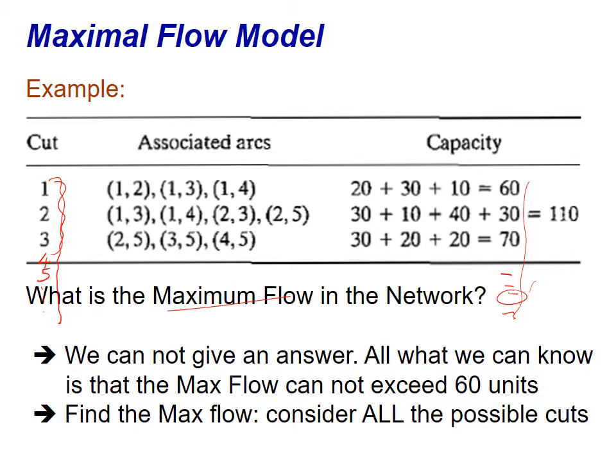If you just consider a subset of the cuts, not all, and then take the minimum of them, all you can say is that the maximum flow will be less than or equal to 60, because we don't know if the minimum cut is 60. Maybe there are some other cuts with smaller capacities. So the maximum flow can be 60, or less than 60, but all we know is that it is not greater than 60. So the maximum flow is equal to the minimum cut, but you need to consider all possible cuts to find that minimum cut.